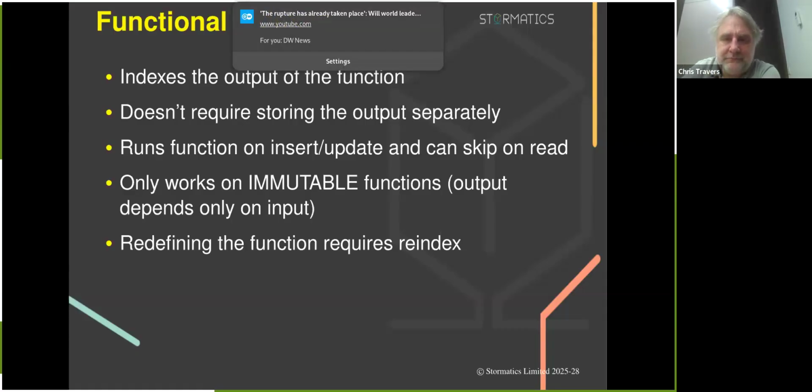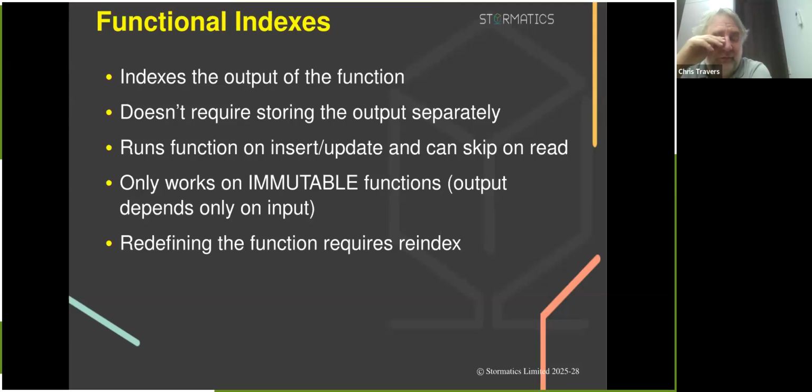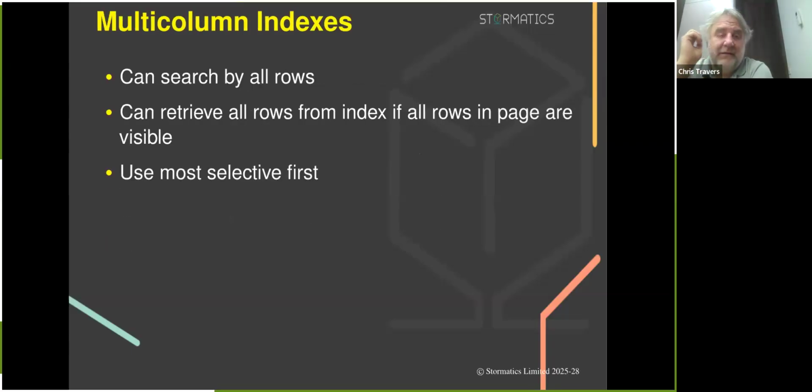On the other hand, if you have something which takes in two arguments and processes them, or one argument and processes it, and derives a value repeatably from that value, then yes, we can index it. In which case, you mark the function as immutable, and then you can do that. And then, of course, if you change the function definition, you have to reindex because otherwise you'd have a problem. So those are the ones that Postgres has supported since I've been using it in 1999.